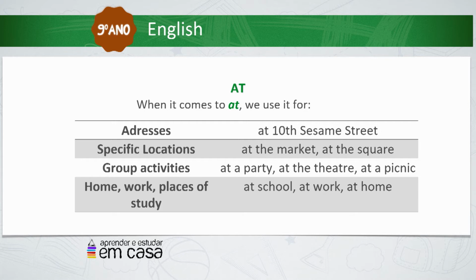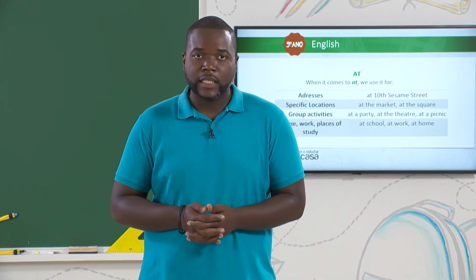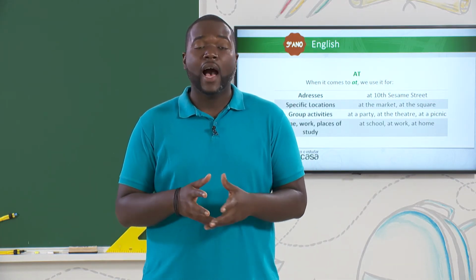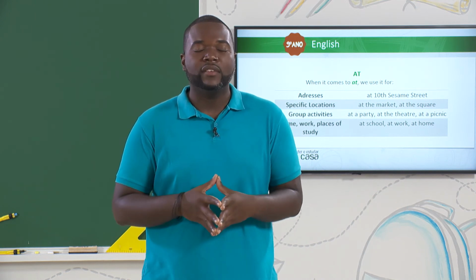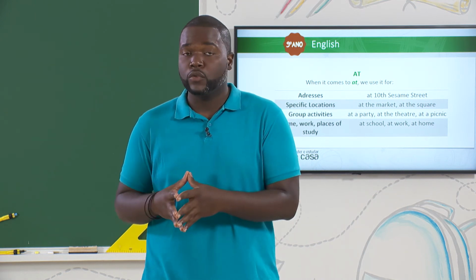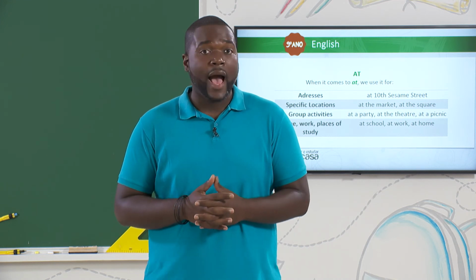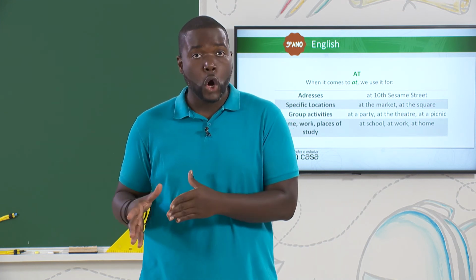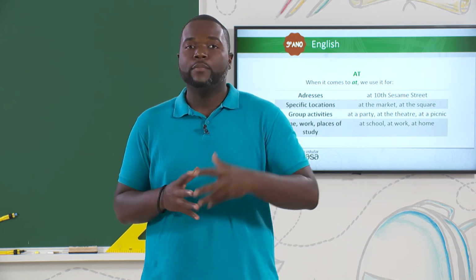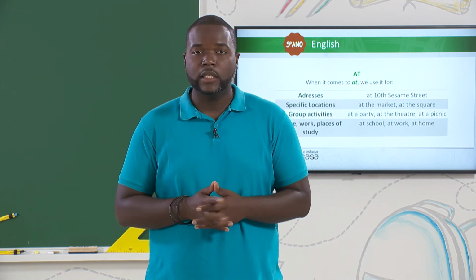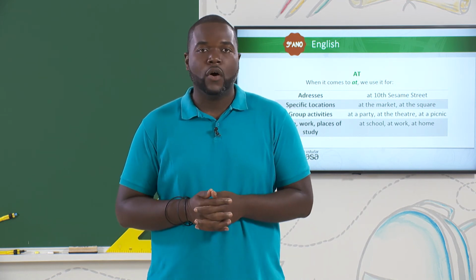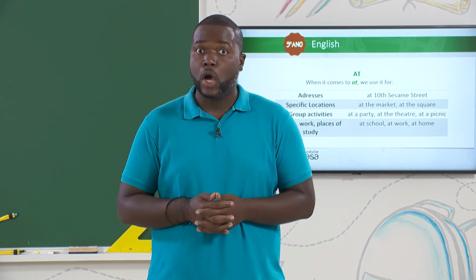Okay, students, some examples on how we use at as a preposition of place. I was at the market to buy some groceries. Another example, I usually study at home. All right, but we have not finished yet with the preposition of place, at. Let's see some extra content on how to use at and on.